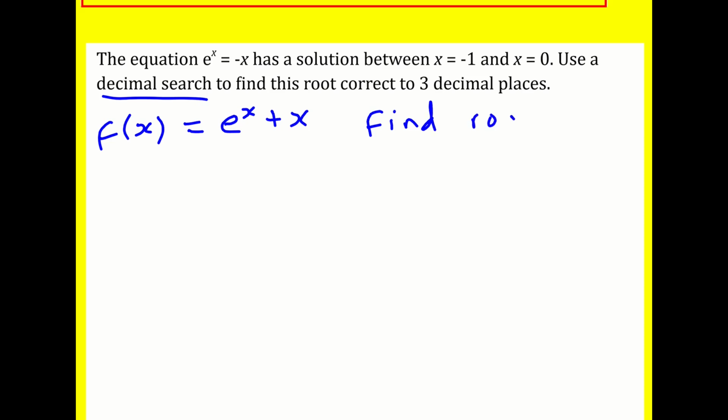Because a root is where it crosses the axis. Do you know what? I sometimes still get confused. What does root actually mean? Is it the solution to an equation, or is it where the graph crosses the axis? I think it's the latter, but in any case. Right, so let's find the root.